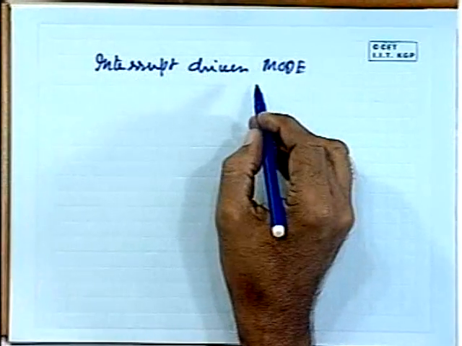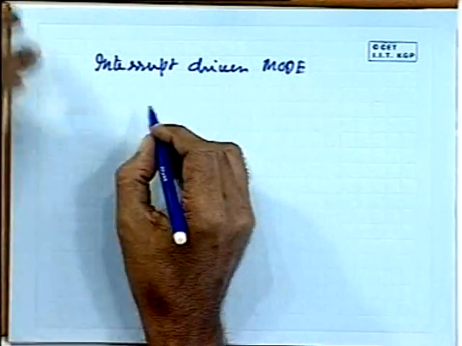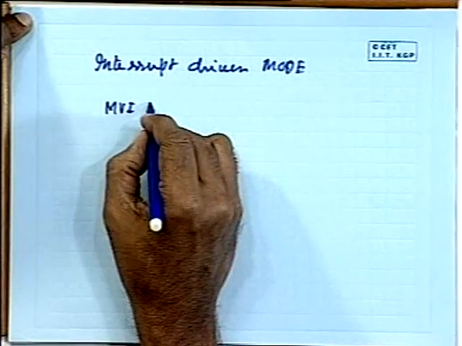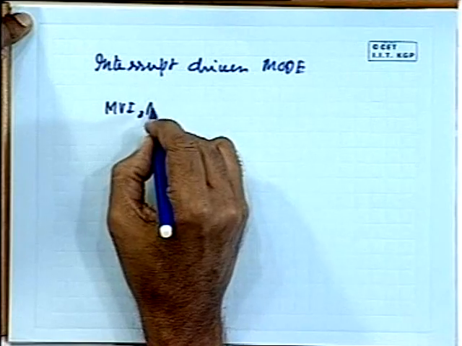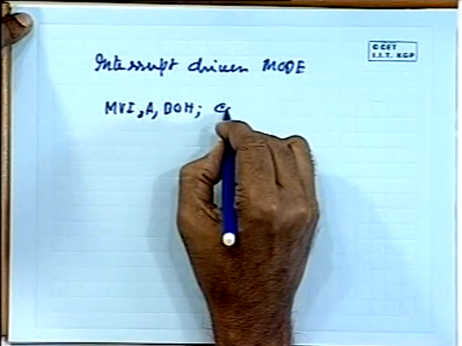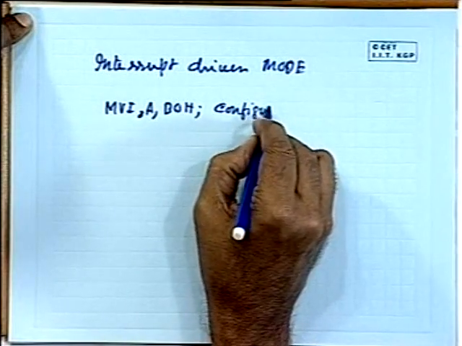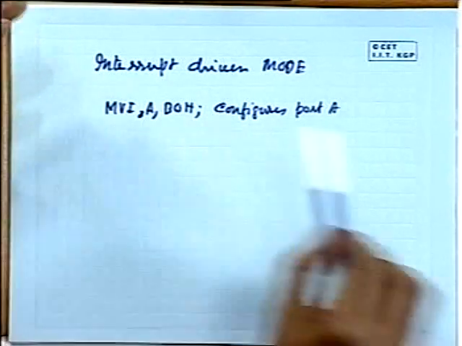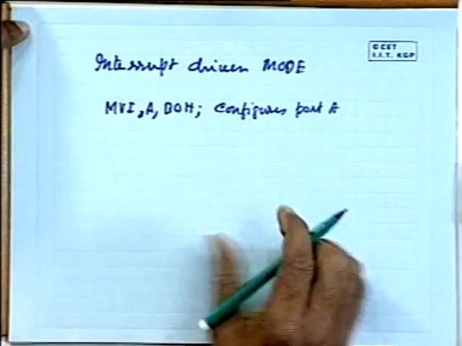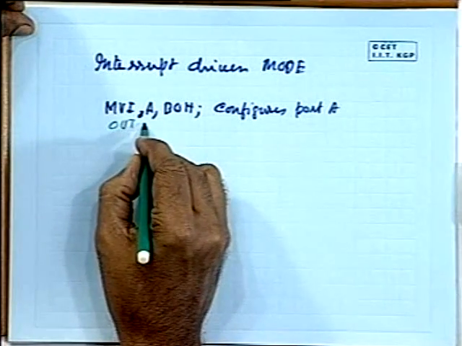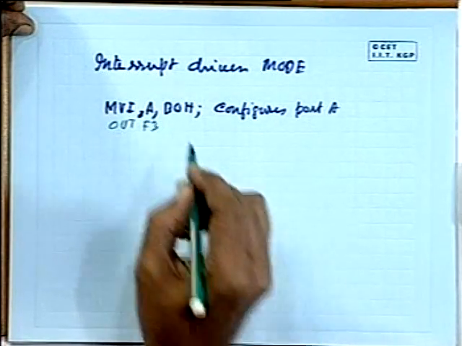However, the program will be a little different here. The first part will be the same. You have to configure the port: MVI A, B0H. So this configures port A as an input port and in mode 1. Of course, it will do it only after this is executed, OUT F3.